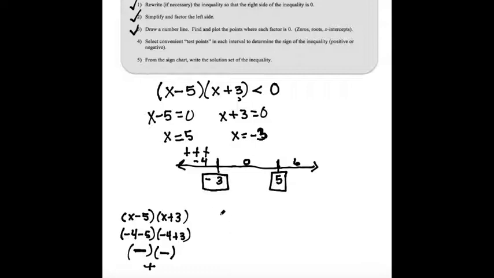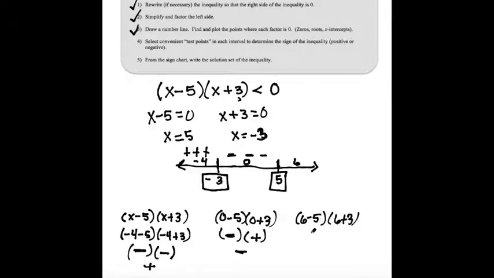Okay, I'm going to do the same for 0. So 0 minus 5 and 0 plus 3. 0 minus 5 is a negative value. 0 plus 3 is a positive value. A negative times a positive is a negative. So this section in the middle is negative. All right, and the last one, 6. Okay, again, I'm going to plug it in. So 6 minus 5 and 6 plus 3. 6 minus 5 is a positive value. 6 plus 3 is another positive value. A positive times a positive is a positive. Okay?